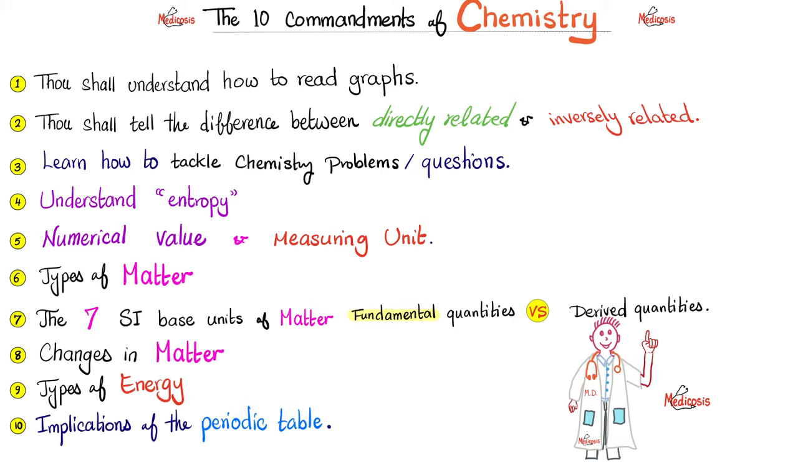Next, numerical value versus the measuring unit. What are the types of matter, and what the 7 standard international base units of matter are, and the difference between fundamental quantities, these 7, and derived quantities. Changes in matter, types of energy. See, it's all about matter and energy. And we'll conclude by implications of periodic table plus questions.